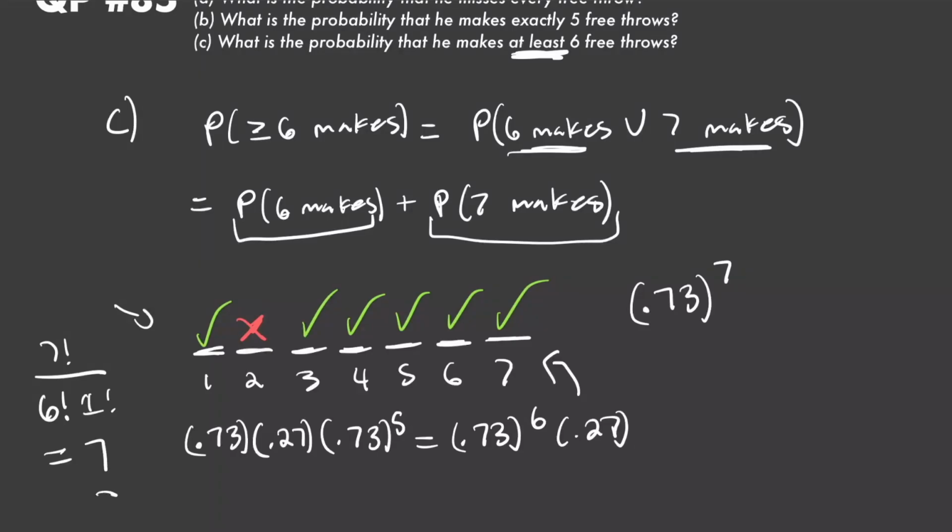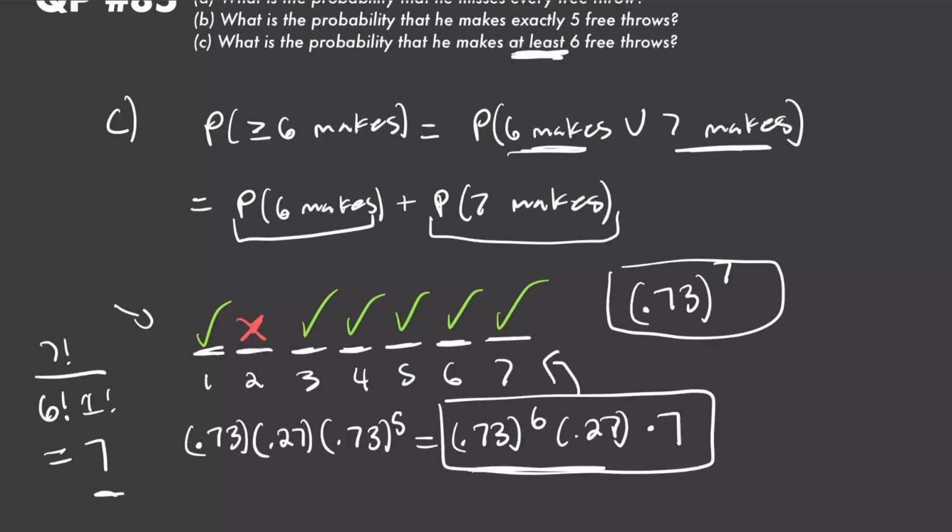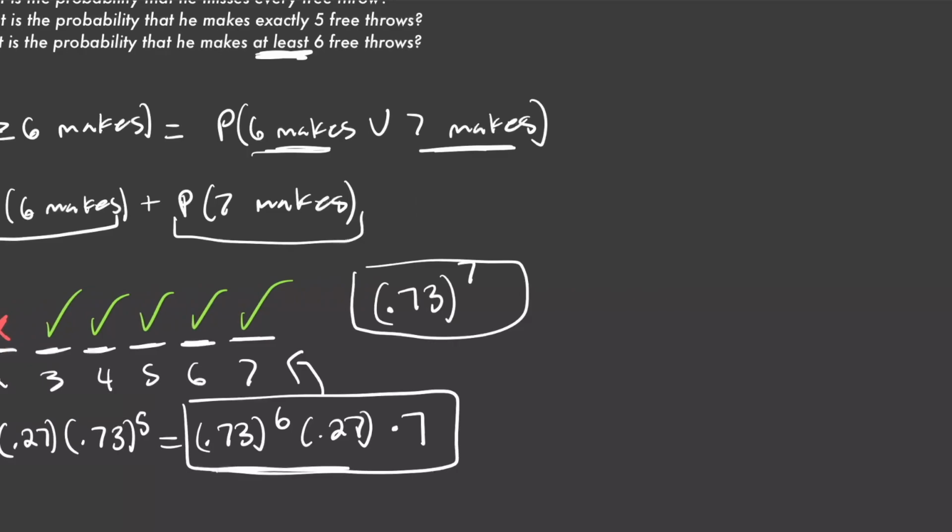And for every single one of these ways that he can make 6 shots, he's going to have this probability, so we multiply this by 7. So this is the probability right here of 6 makes, and this is the probability of 7 makes. So all we have to do now is just add them up.